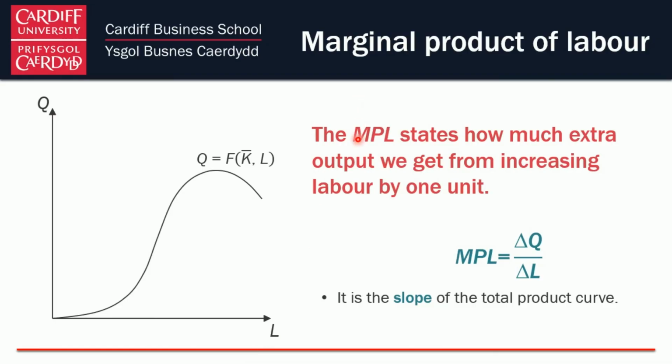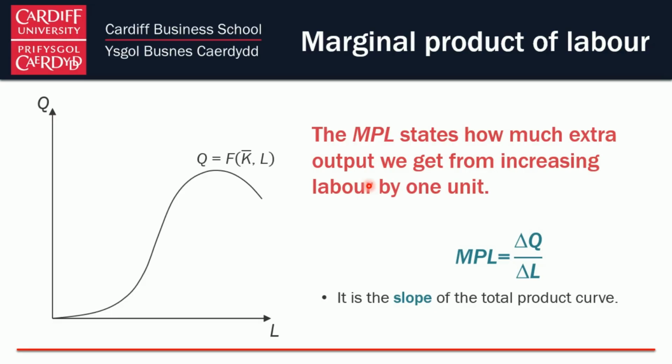The MPL, the marginal product of labor. This is basically the slope of the production function. And the interpretation is quite simple. It's how much extra output we get by increasing labor by 1 unit. So if we increase labor by 1 unit, essentially how much is the output going to change.